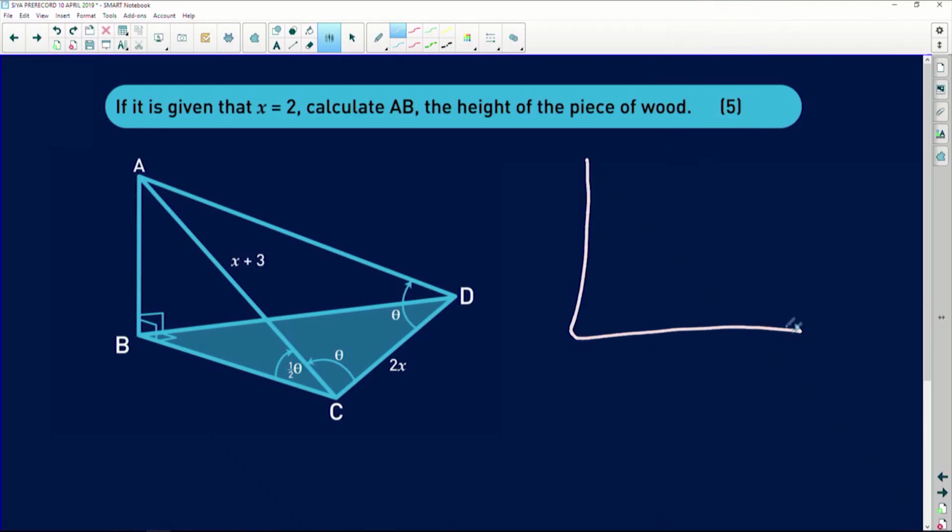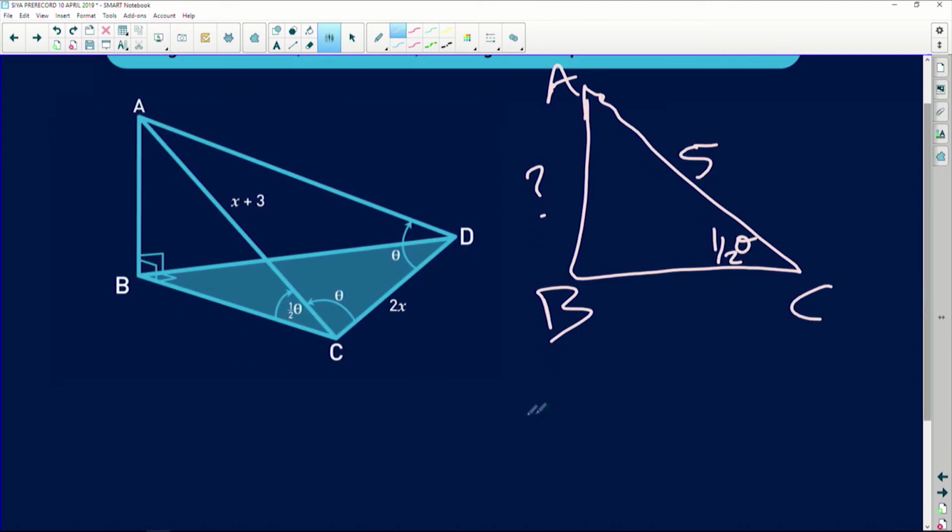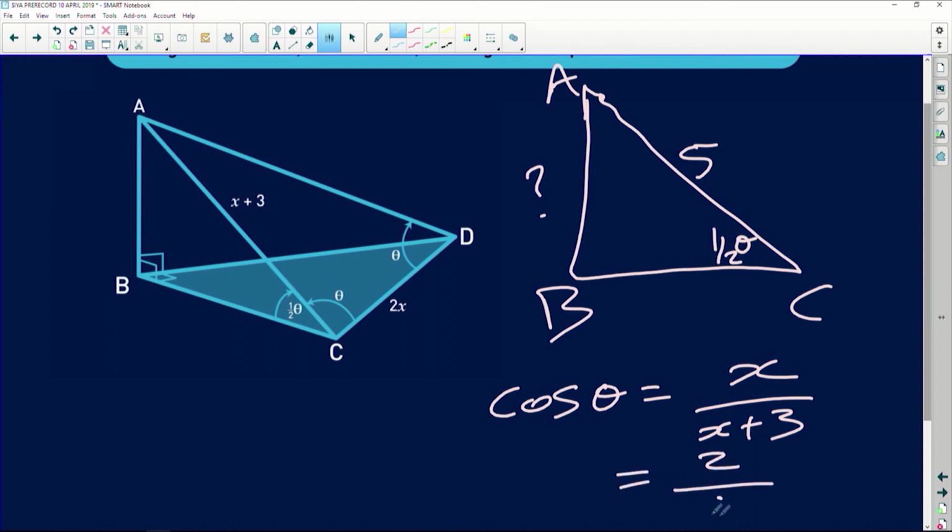So going back to the question, we're going to draw out the triangle they want us to focus on, which is A, B, and C. I have a half theta here. They want me to find the side, so it's a question mark, I don't know it. Remember, they gave us x as equal to 2, so this becomes a 5. And then my theta here, just to calculate what theta is, I will use the answer that we got for the previous question, x over x plus 3, which is equal to 2 over 5.